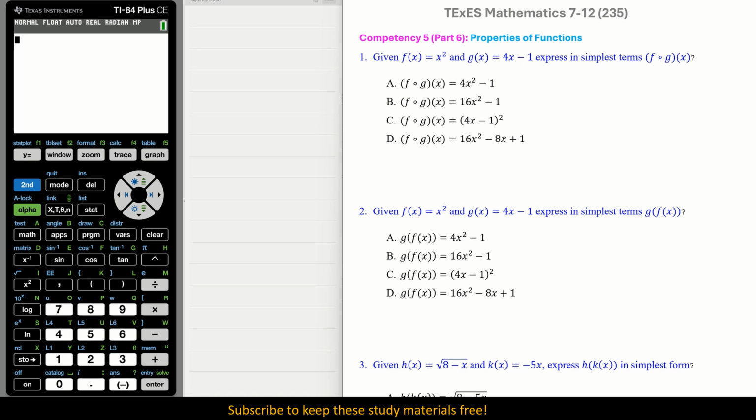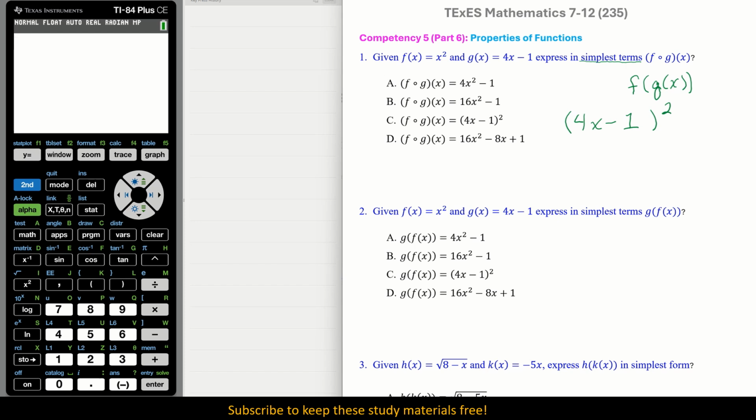Number 1, given f of x equals x squared and g of x equals 4x minus 1, express in simplest terms f of g of x. Okay, so this is just a composition, and here's another way to write it. This means that we need to put g in f. So if we think of it like this, we would have (4x minus 1) squared, because we're replacing the x value of f of x. So g goes in f.